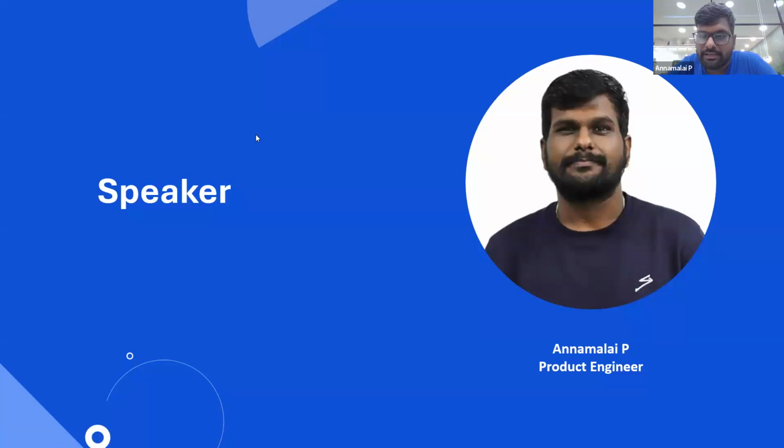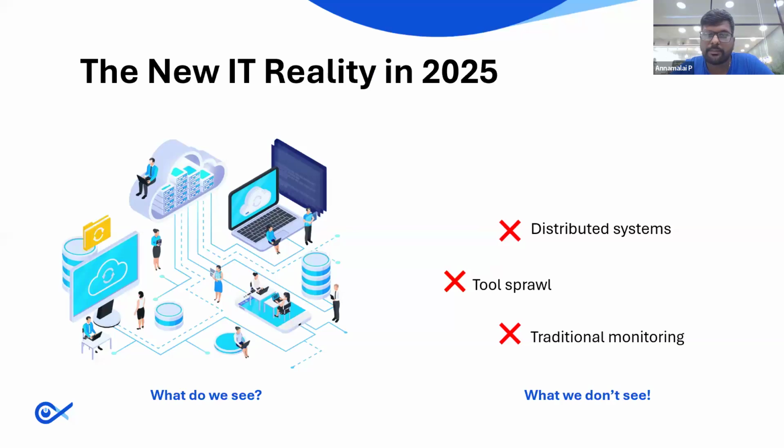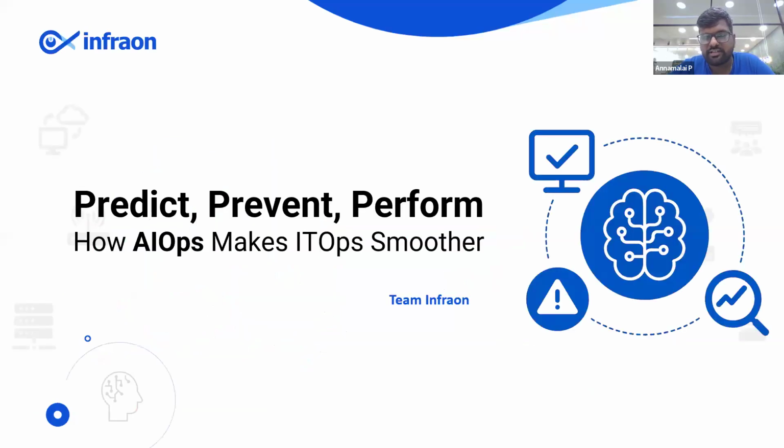So, hello all, thank you for joining. We'll be starting with the session. As the title says, it is predict, prevent, and perform. Throughout the session, we'll be talking about all these three things, and basically, we'll see how to make your traditional IT ops much more intelligent using AI.